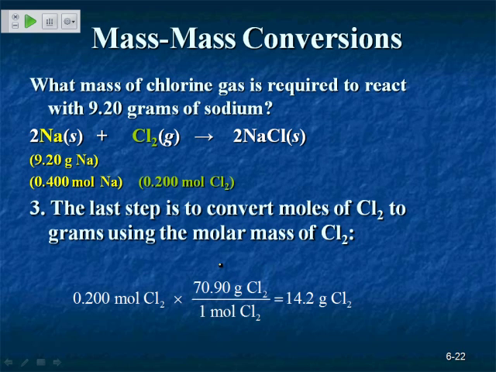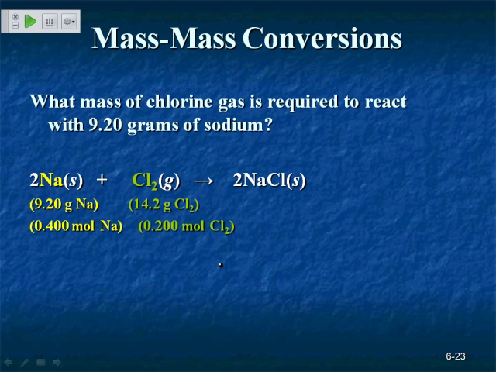That is how you have 70.90. So using the molar mass, you converted the moles of chlorine to mass. Now the question is complete. This is the final answer you are looking for. The question is asking what mass, and there it is. We have everything.